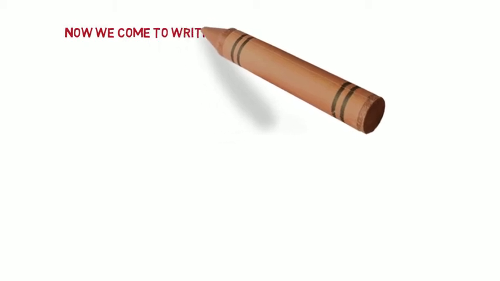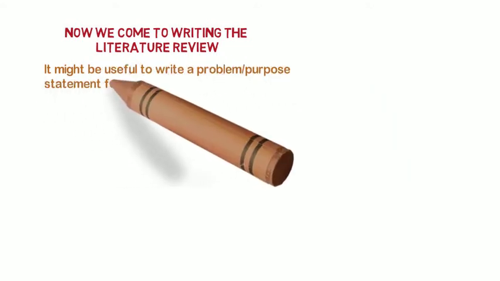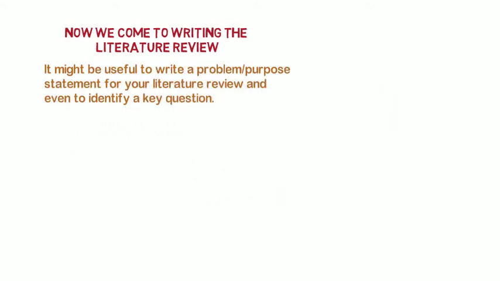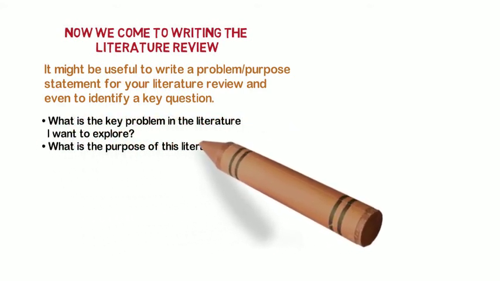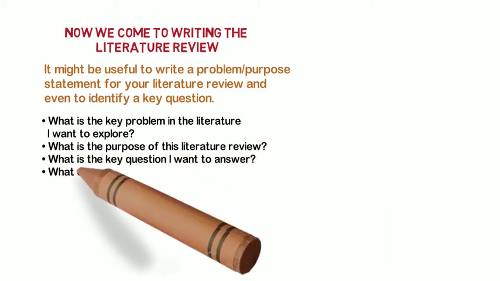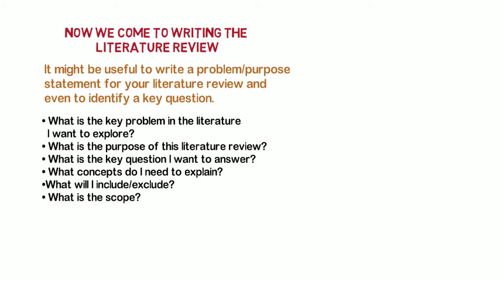You're organizing it so that you can make sense of it for your reader. Now we come to writing the literature review, and it would be really useful to write a problem purpose statement and to identify a key research question. What is the key problem in this literature that I want to explore? What is the purpose of this literature review? What is the key question I want to answer?